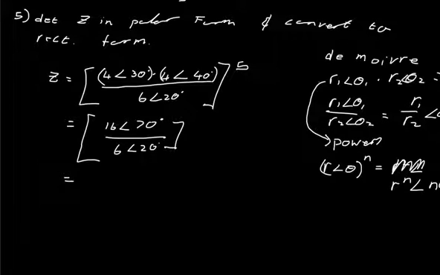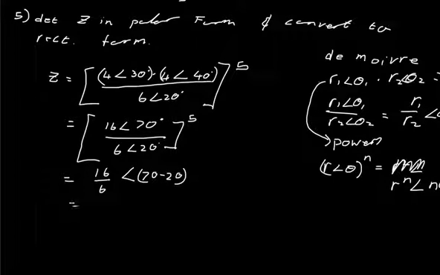Okay, so now we're going to use the second rule of De Moivre, which says R1 angle theta 1 over R2 angle theta 2 equals R1 over R2, which is 16 over 6. Oh, don't forget to carry your power. 16 over 6 angle theta 1 minus theta 2, which is 70 minus 20. Which is equal to 16 divided by 6 is 2.67, angle 70 minus 20 is 50 degrees.